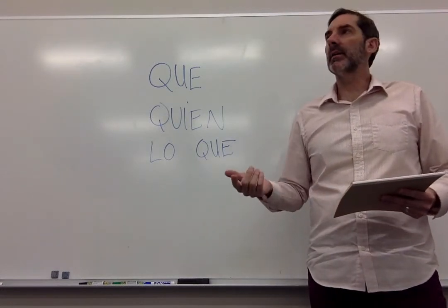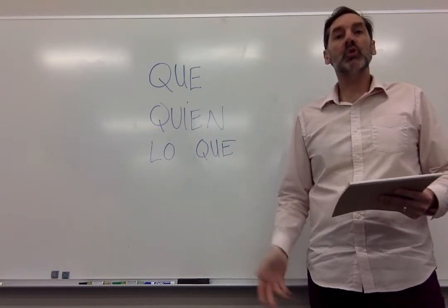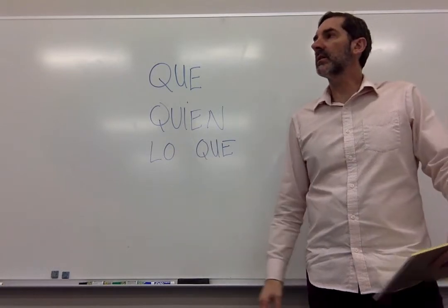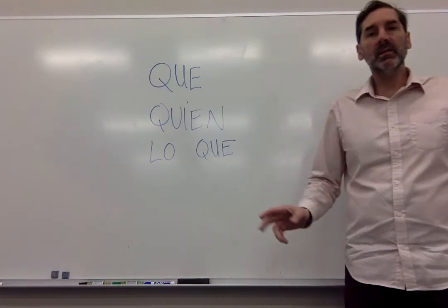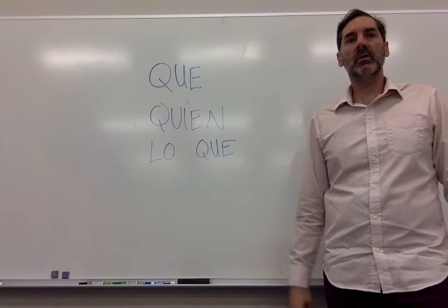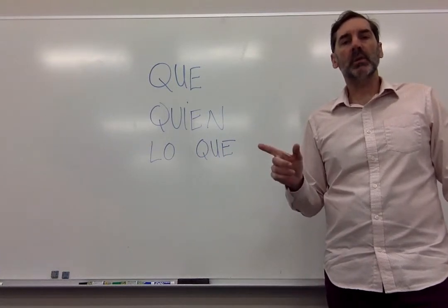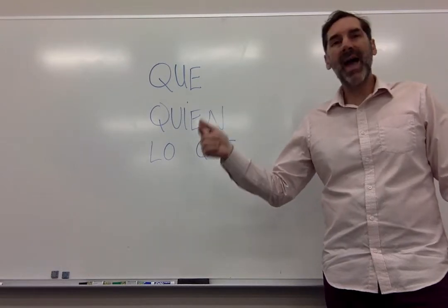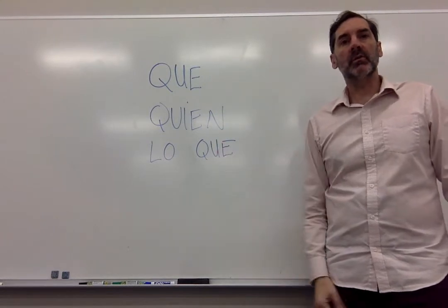Hay una escalera. There's a staircase. La escalera sube al primer piso. There's a staircase. It goes up to the first floor. Now, instead of saying those two sentences, I can combine both of those sentences to make one sentence. There's the staircase that goes up to the first floor.